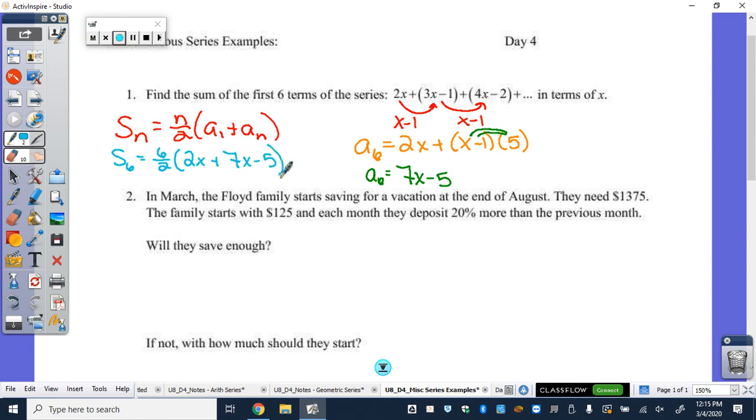So I'm plugging it into our series formula. 6 divided by 2, times 2x plus 7x minus 5, our first term plus our 6th term. Which, this is a 3, that would be 9x minus 5. Then 27x minus 15. That's what our sum would be.